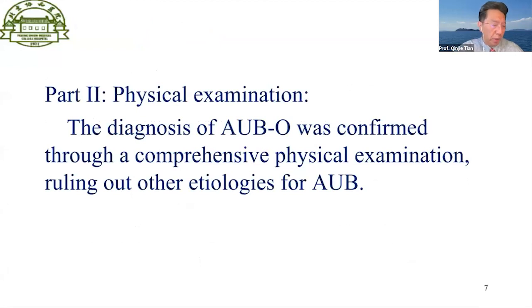Part two, physical examination. The diagnosis of AUB-O is confirmed through a comprehensive physical examination in order to rule out other etiologies for AUB. The physical examination includes a general examination and a gynecologic examination.